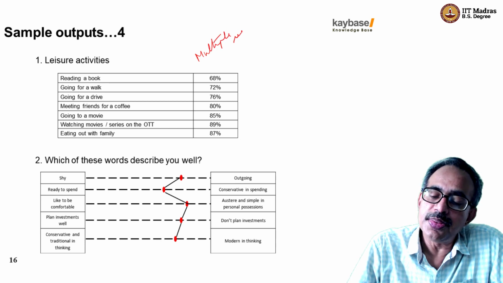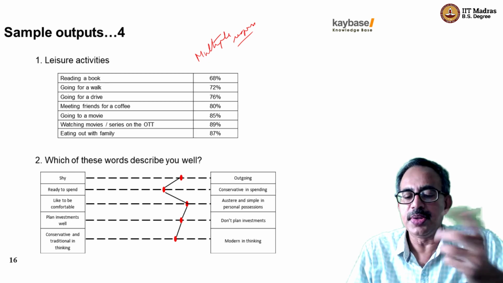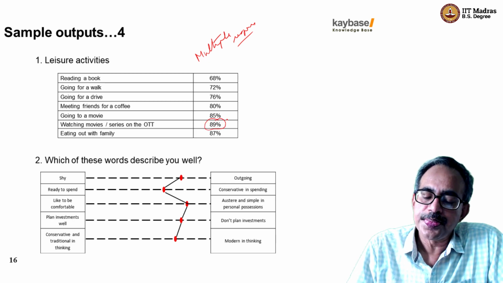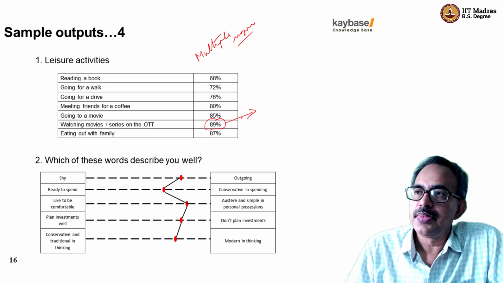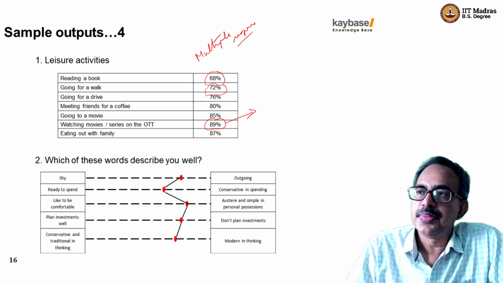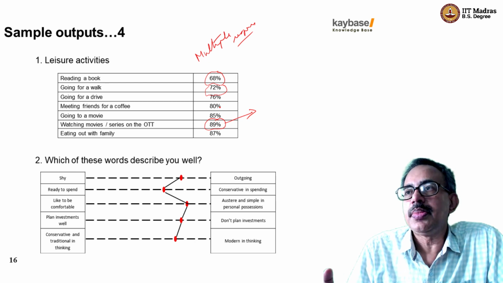Multiple response was possible. People can read a book and go for a walk as activities. So, which is the most popular activity? OTT is the most popular activity. Right? So people who are watching a movie. Only a smaller percentage tends to read a book or go for a walk, right? So, how do I characterize my sample?